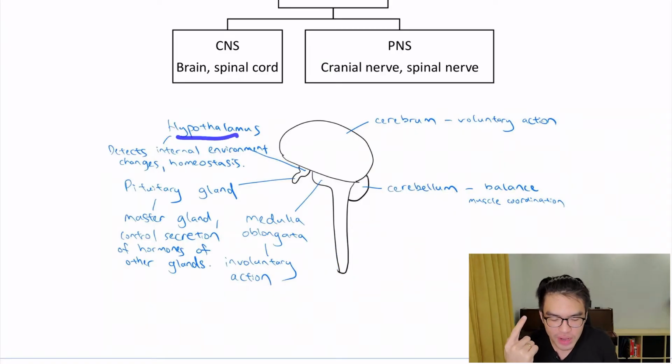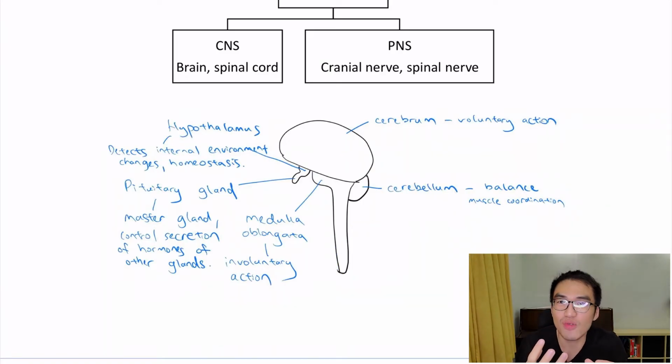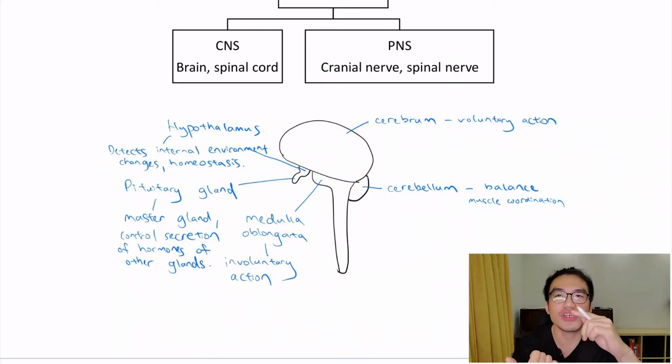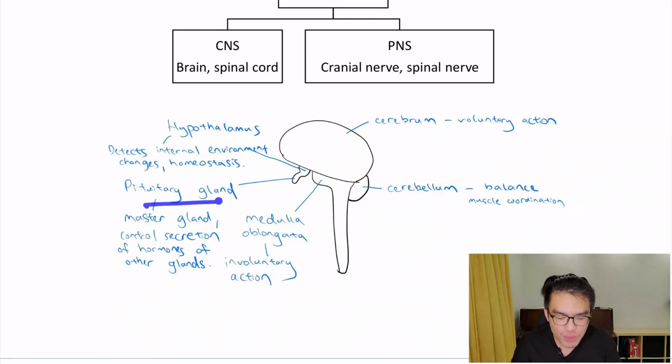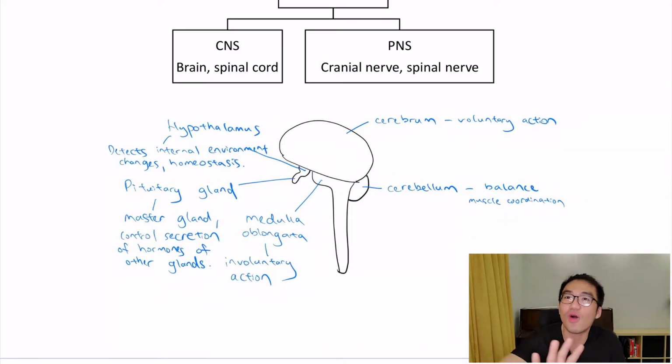Next, you have your hypothalamus. This is where your sensors are located. They will detect your blood pressure change, body temperature change, osmotic pressure change, and so on. So they will detect internal and environmental changes and they will do homeostasis. Next, pituitary gland. This is the master gland. They will control the secretion of hormones of all the other glands.